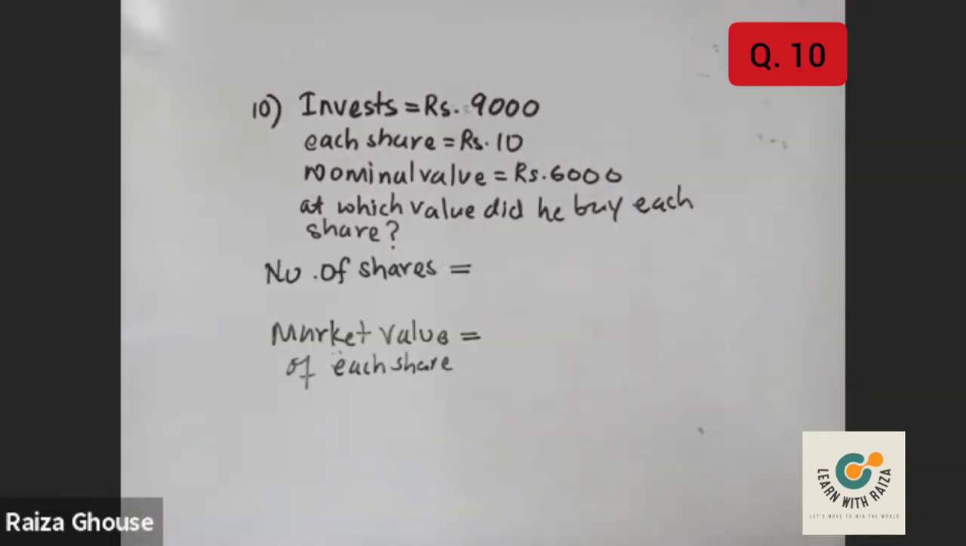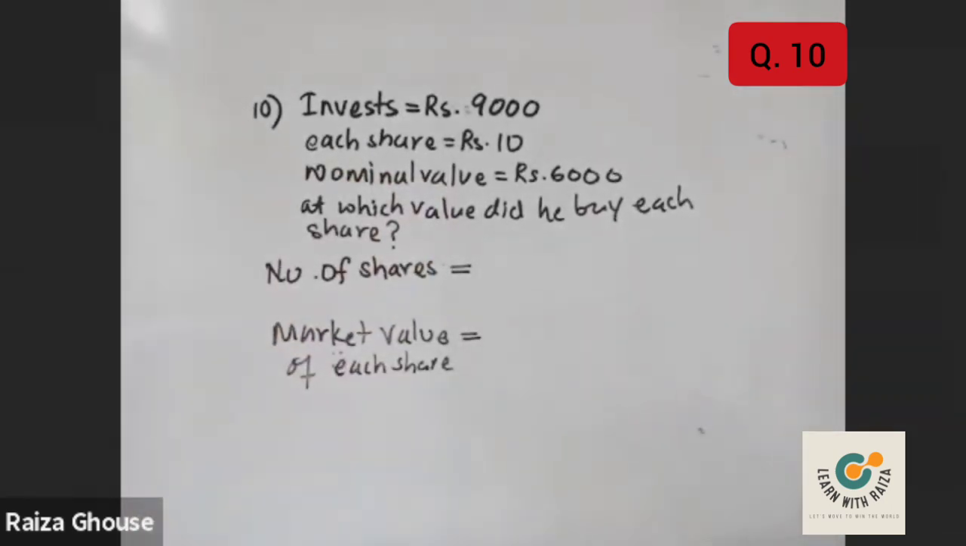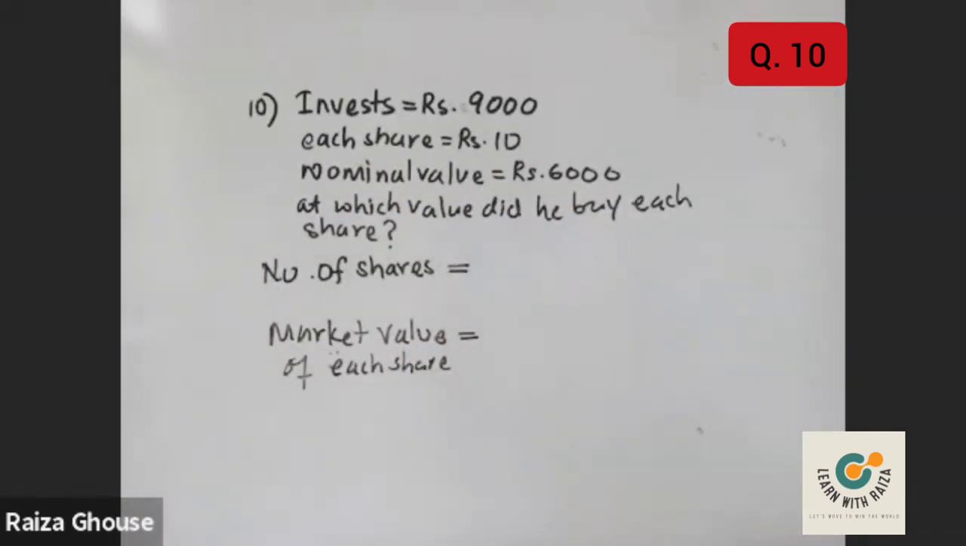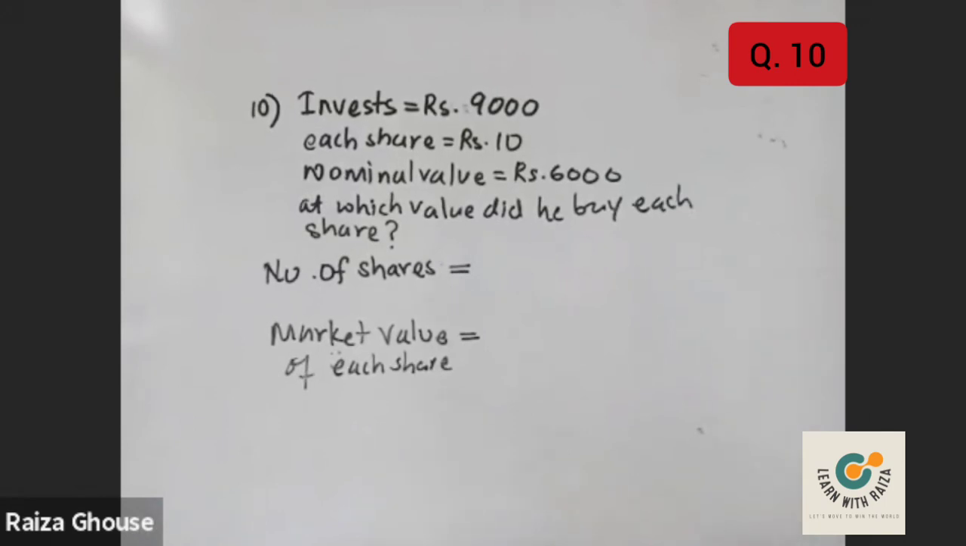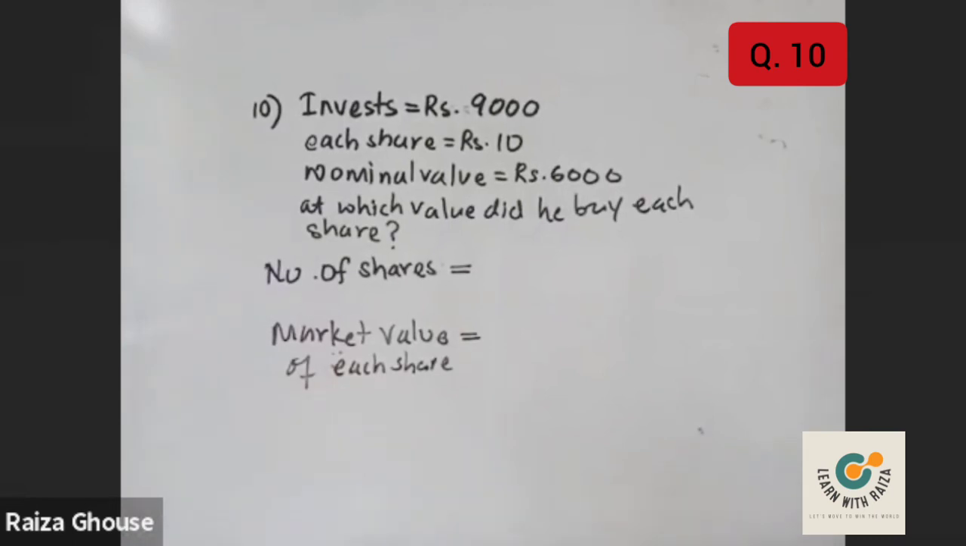Question number 10, they are asking, a man invested 9,000 rupees to buy shares of a company at 10 rupees each. If the nominal value of these shares is 6,000 rupees, find the value at which he bought each share. So first we have to find the number of shares and then only we can find the market value of each share. That is our answer.